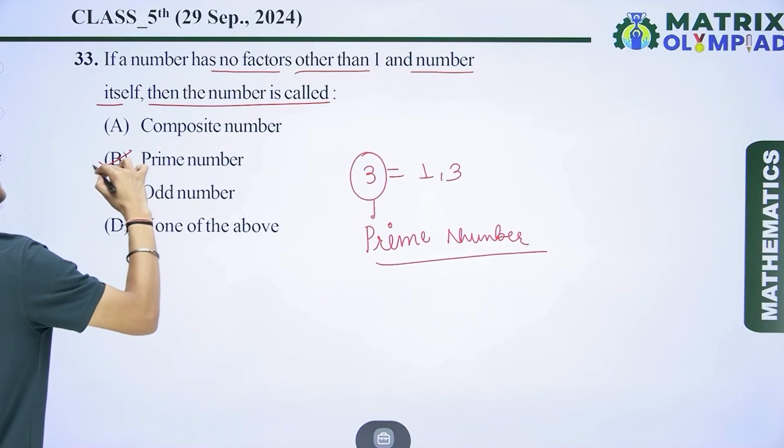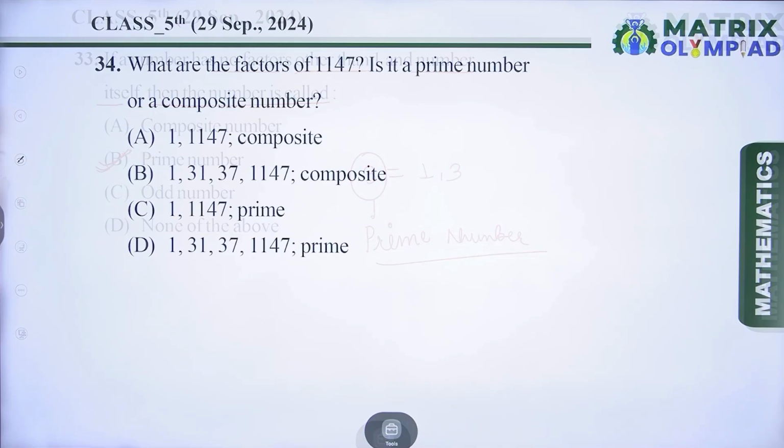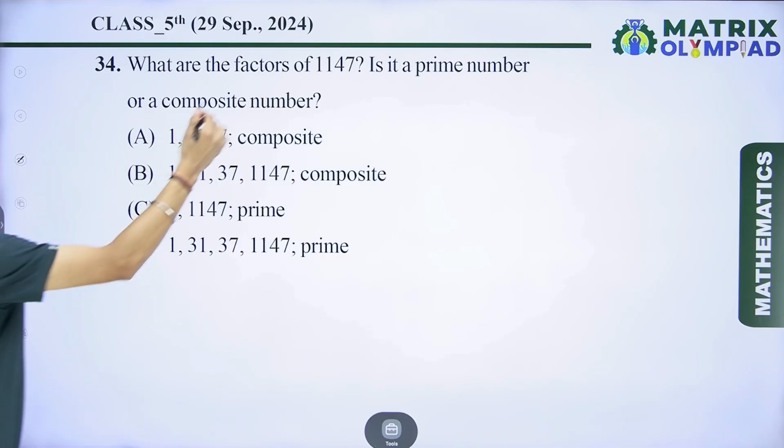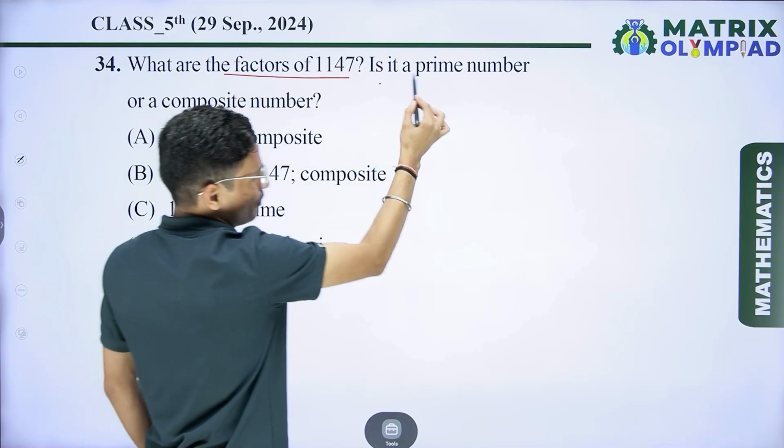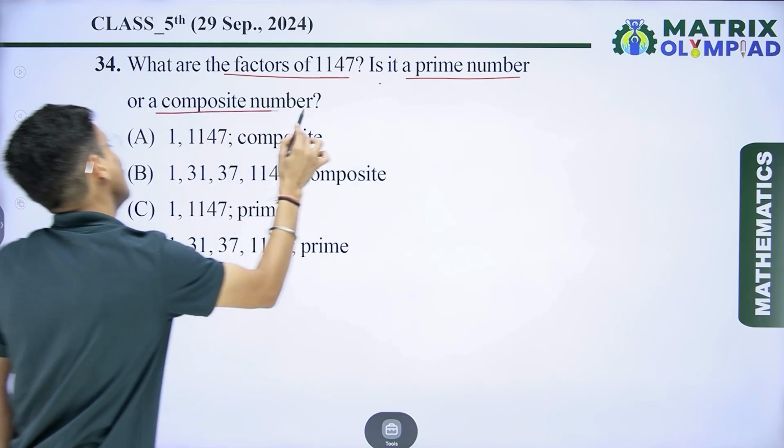So here option number B is the correct answer. Next question is: what are the factors of 1147, and is it a prime number or composite number?